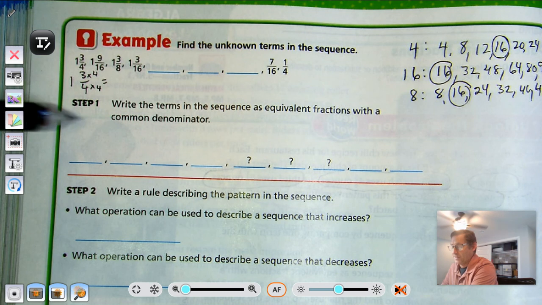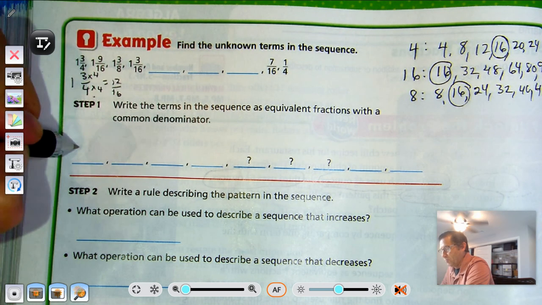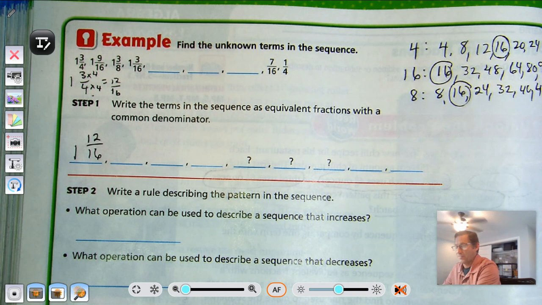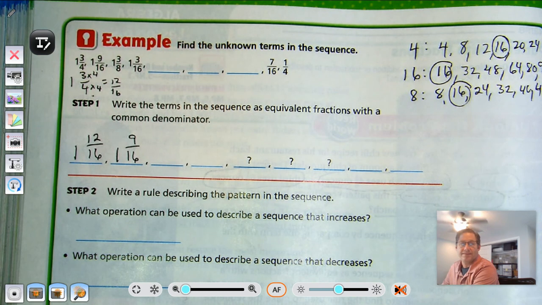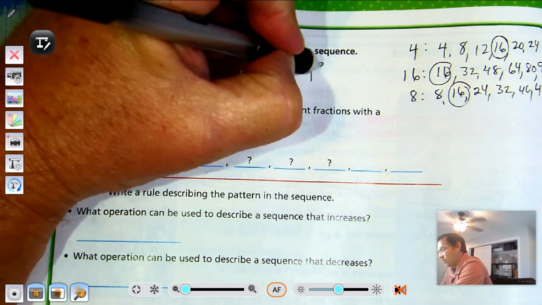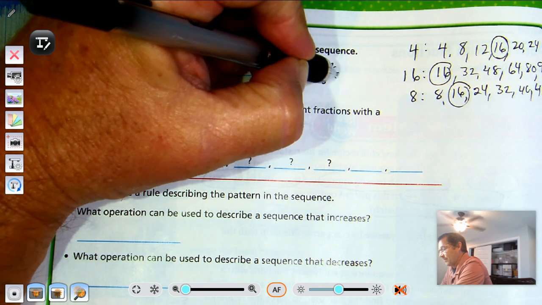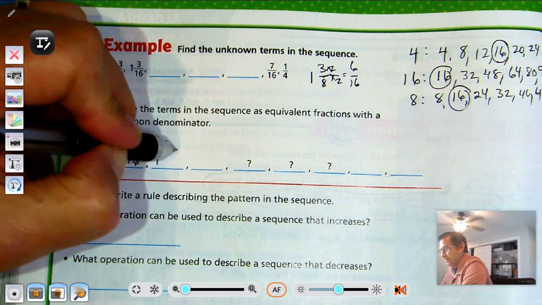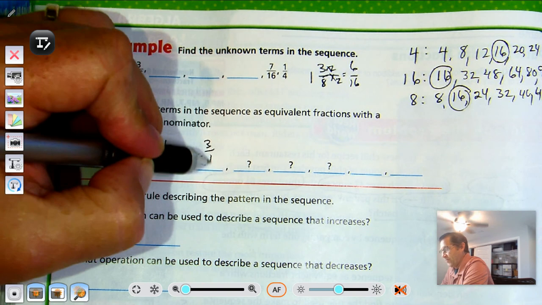times 4/4, because 4 times 4 is 16, we would get 12/16. So 1 and 3/4 is the same as 1 and 12/16. Then the next number was already in 16ths, so 1 and 9/16. Then 1 and 3/8. 1 and 3/8 times 2 over 2 is 6/16. So 1 and 6/16. Then 1 and 3/16.